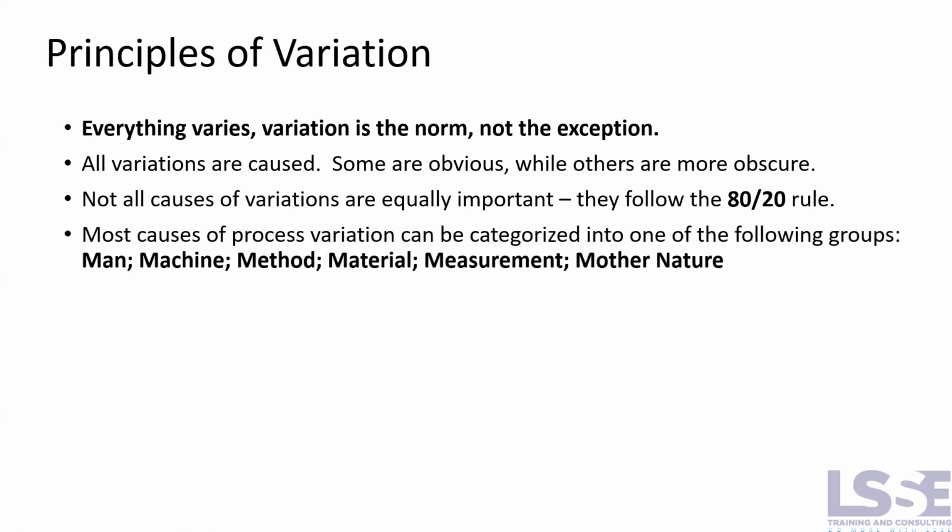And causes of process variations can be categorized into one of the following groups. Okay, so in my experience, when we categorize the causes, it's a good rule of thumb to categorize this into these groups. Could be the cause could be man, it could be machine, it could be method, could be material, could be measurement, or it could be Mother Nature. Okay.